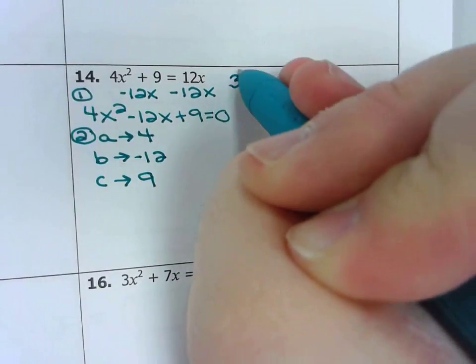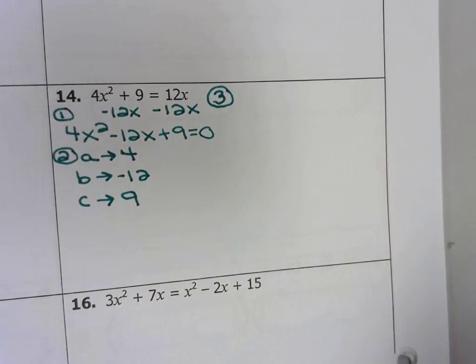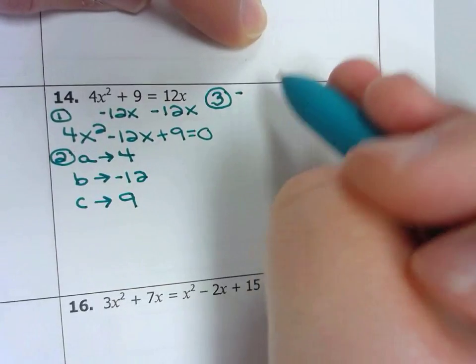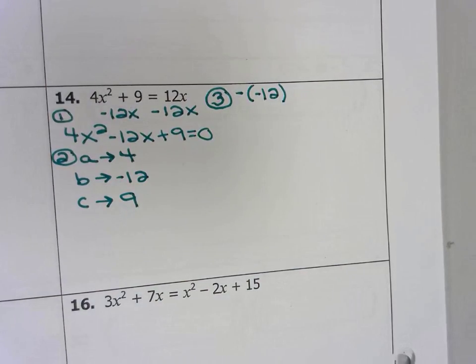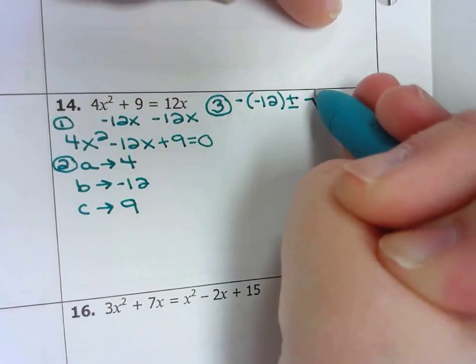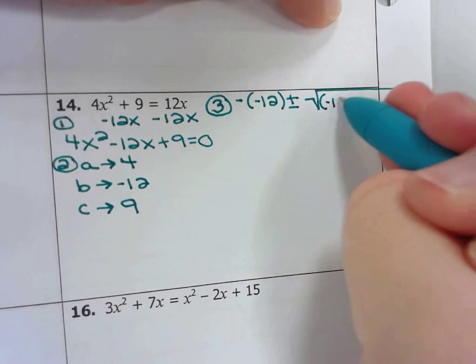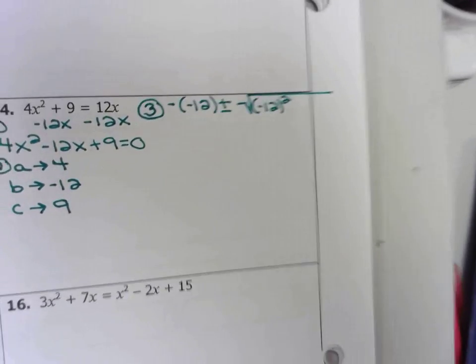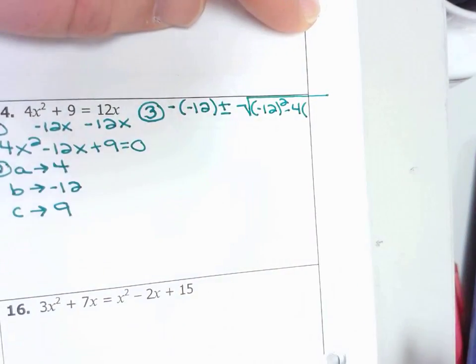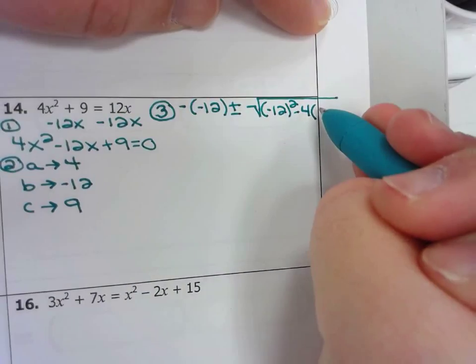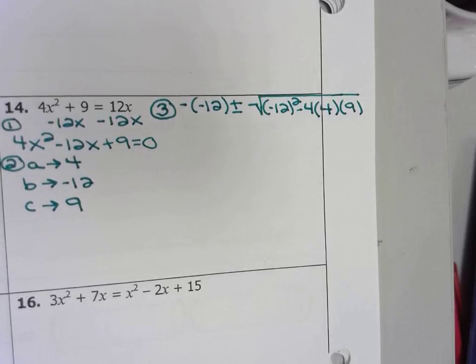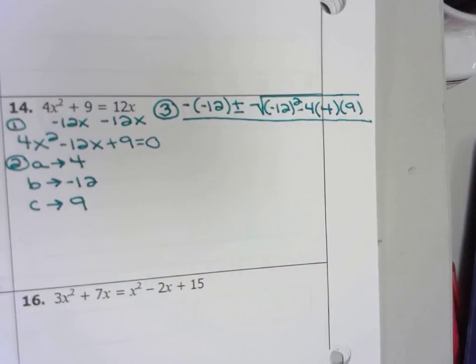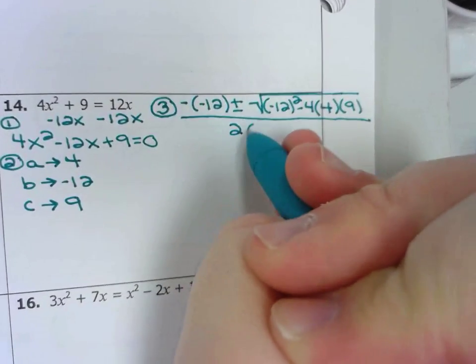Third step, let's plug it in. So quadratic formula, I have a negative b. What's my b value? Negative 12. So be careful. It's a negative b. So a negative, negative 12, plus or minus the square root of negative 12 squared. B squared. So negative 12 squared. Minus 4, which is always there, times a times c. A is 4. C is 9. So it's b squared, negative 12 squared, minus 4, which is always there, times a, which is 4, times c, which is 9. All over, make sure you put it all over, this is where I see a mistake, 2 times a. So that's going to be 2 times what? 4.